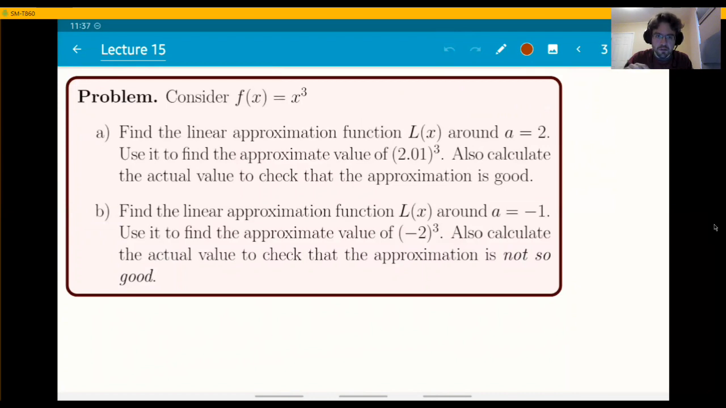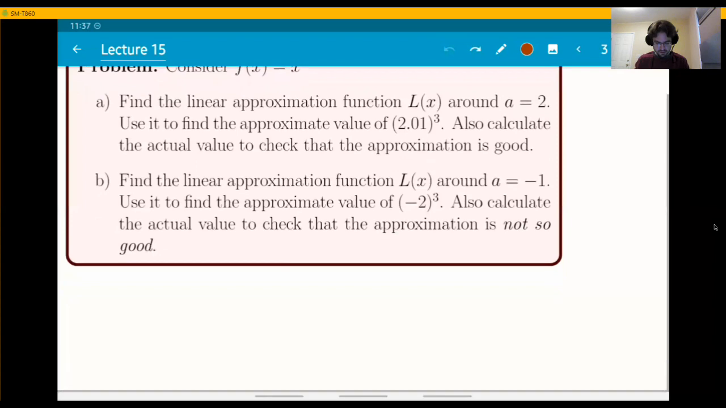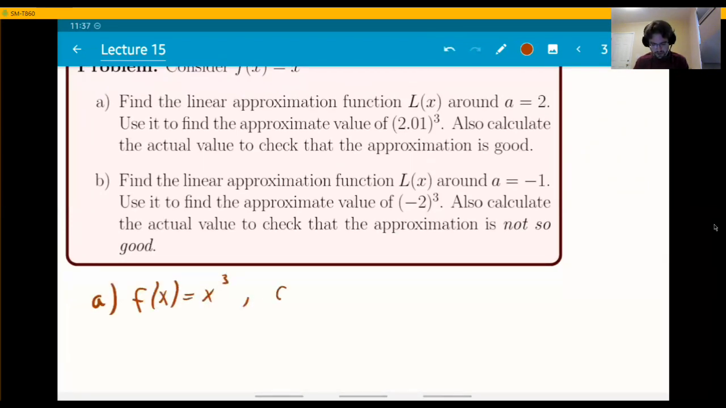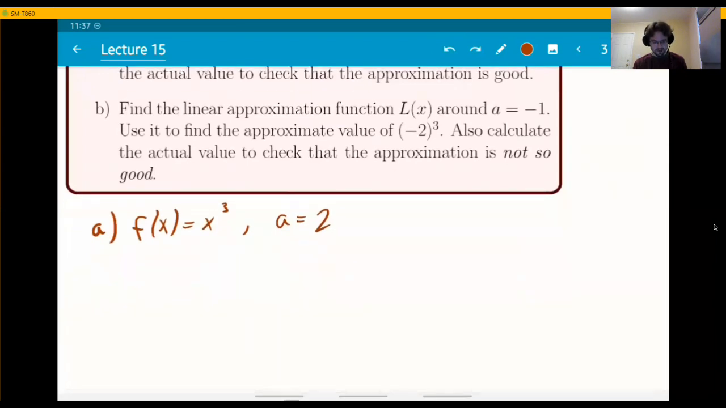So here is a typical problem where we're going to apply that formula. Imagine the function is x cubed. Item A is saying find the linear approximation L around a equals 2. And then use that to find the approximate value of 2.01 cubed. Then they're also saying calculate the actual value to see that this is going to be a good approximation. So let's try this. So the function was given as x cubed, and the point a in item A is here a equals 2.